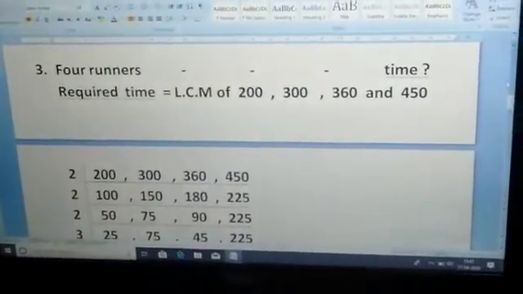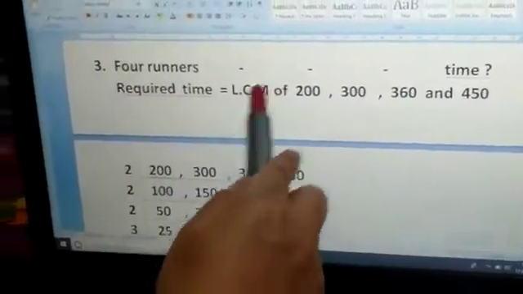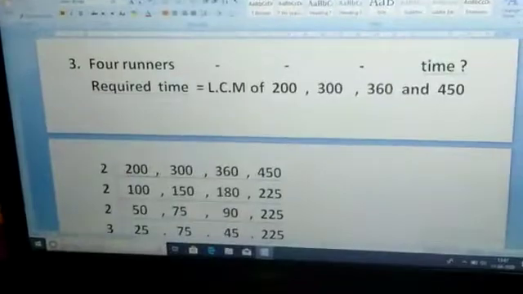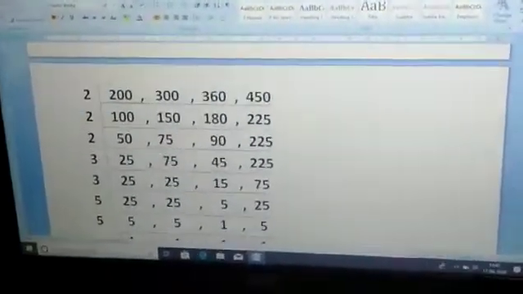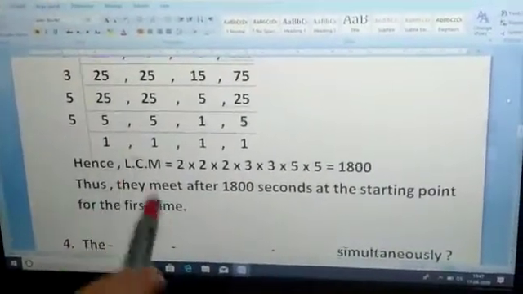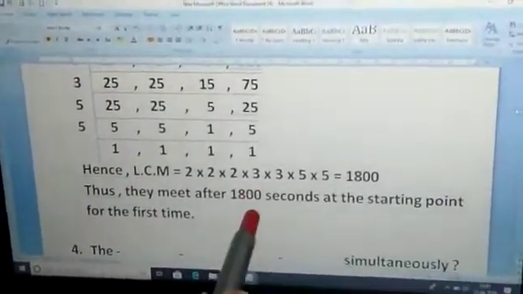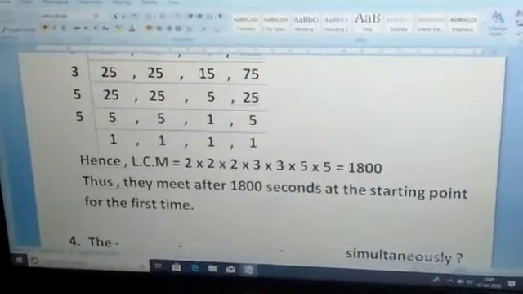They are asking for the first time when they are going to meet. So the required time will be equal to the LCM of all the given times. So you have to find the LCM of 200, 300, 360, 450. Hence the LCM has come to 1800. So thus they meet after 1800 seconds at the starting point for the first time. That's all.